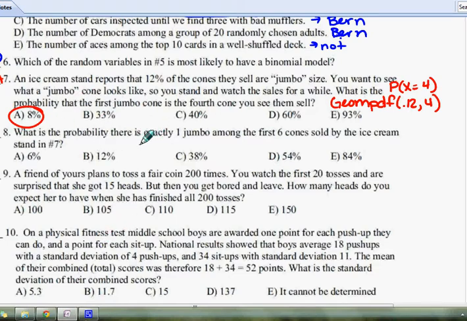Number 8, exactly something occurring. This is a binomial distribution out of 6 with a probability of success of 0.12. And we're looking for the probability that x equals 1. So I could throw that in there and do a binomial PDF for exactly 1. And for the binomial PDF on that guy, you get C, 38.